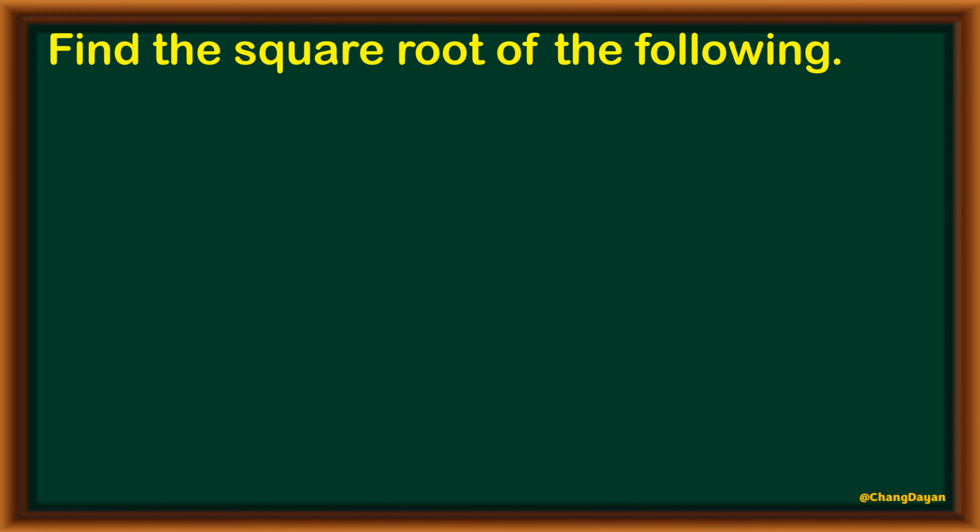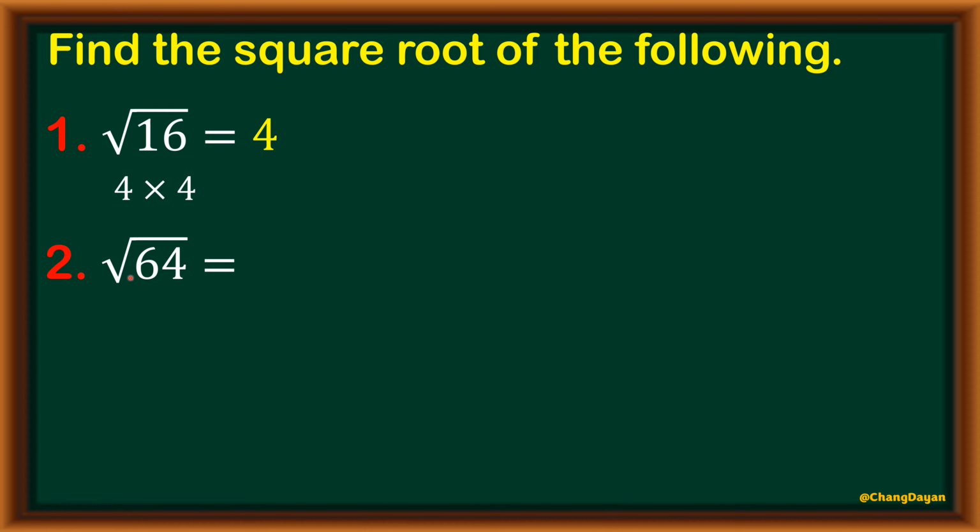Now let us find the square root of the following. So I have here square root of 16. We get 16 by multiplying equal factors 4 and 4. Therefore, the square root of 16 is equal to 4. Number 2, square root of 64. We get 64 by multiplying 8 times 8. Therefore, square root of 64 is equal to 8.